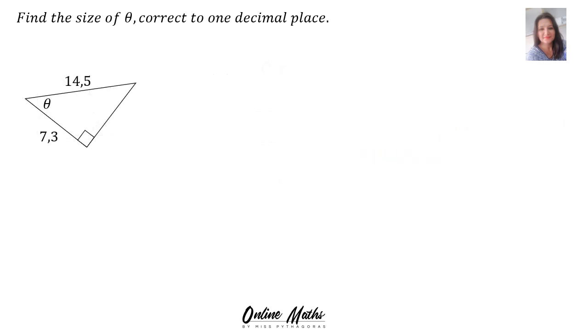Again, the question is find the size of theta correct to 1 decimal place. In this one, we will start with cos. Cos theta, cos's ratio is adjacent over hypotenuse. And we substitute the values. Cos theta, adjacent is 7,3 over 14,5.